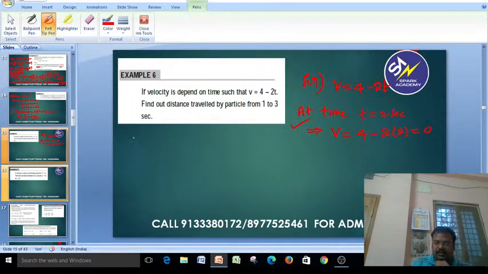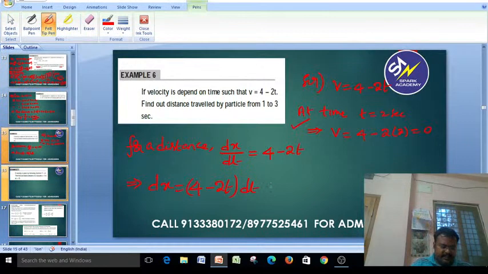Afterwards, for a distance you have to follow dx divided by dt is equal to, because velocity is nothing but a rate of change of displacement, is equal to 4 minus 2t he given. Now you will get here dx is equal to 4 minus 2t into dt. To find the complete value of this one, let us try to integrate this one.